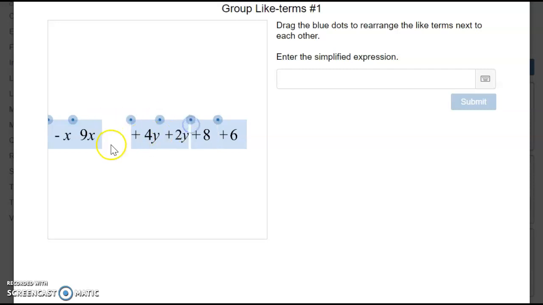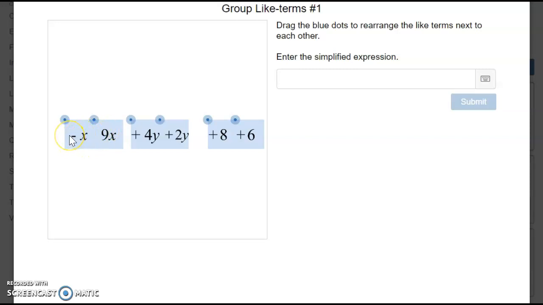Okay, so let's bring those two guys together. Then let's bring the x's back further so that we have everything together. But actually, let's keep them separate so that it's easy for us to say which one should be added with which. Okay, so I know that negative x and 9x should be added together. Remember that if there's no plus or minus sign in front of a number or variable, the default is positive.